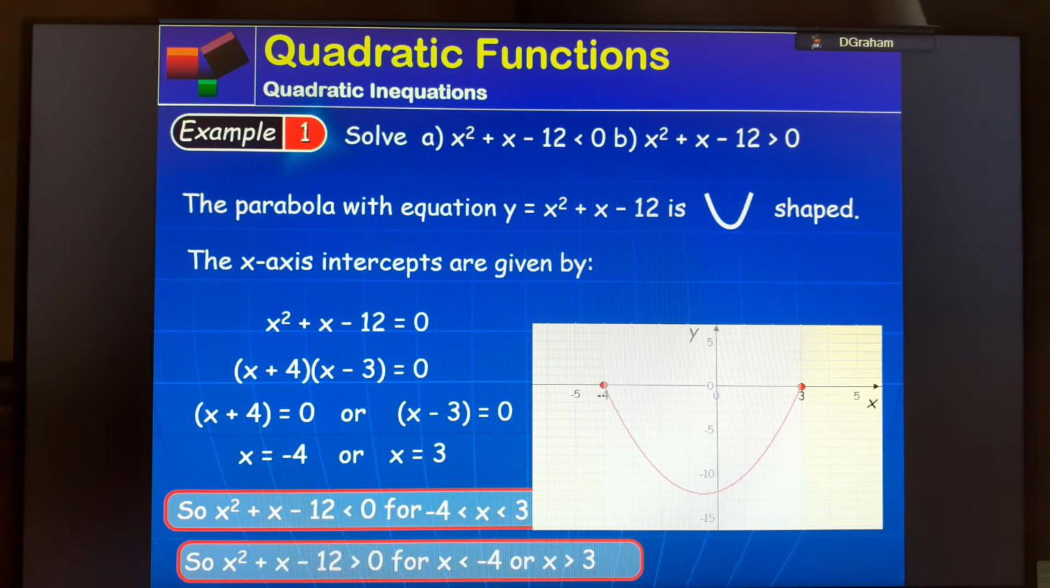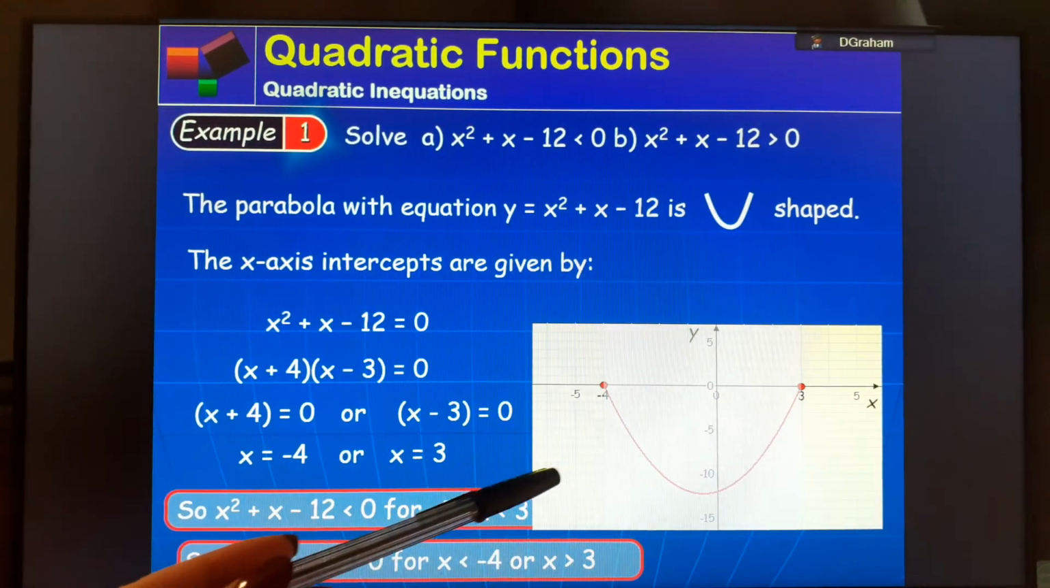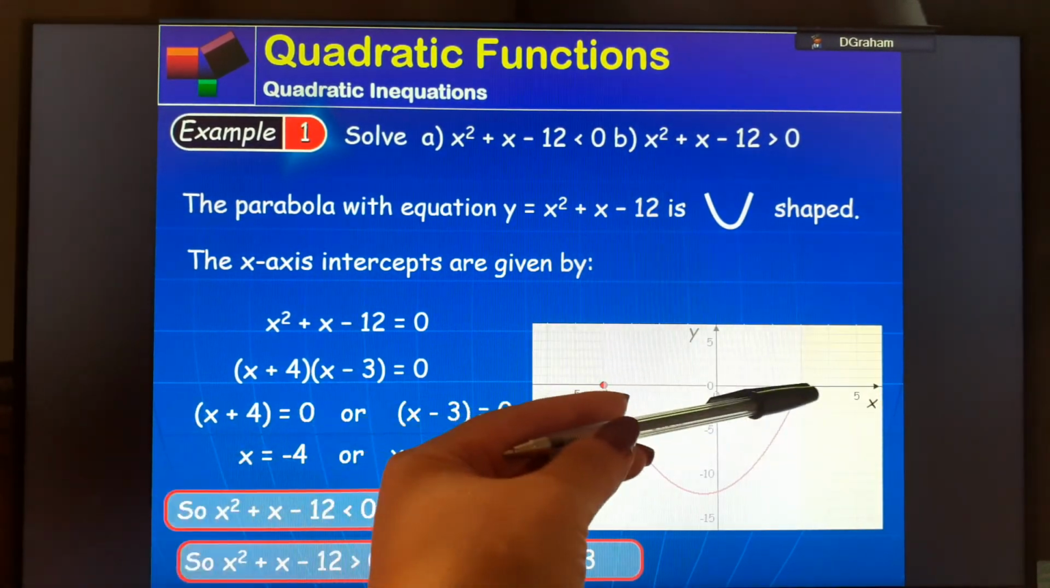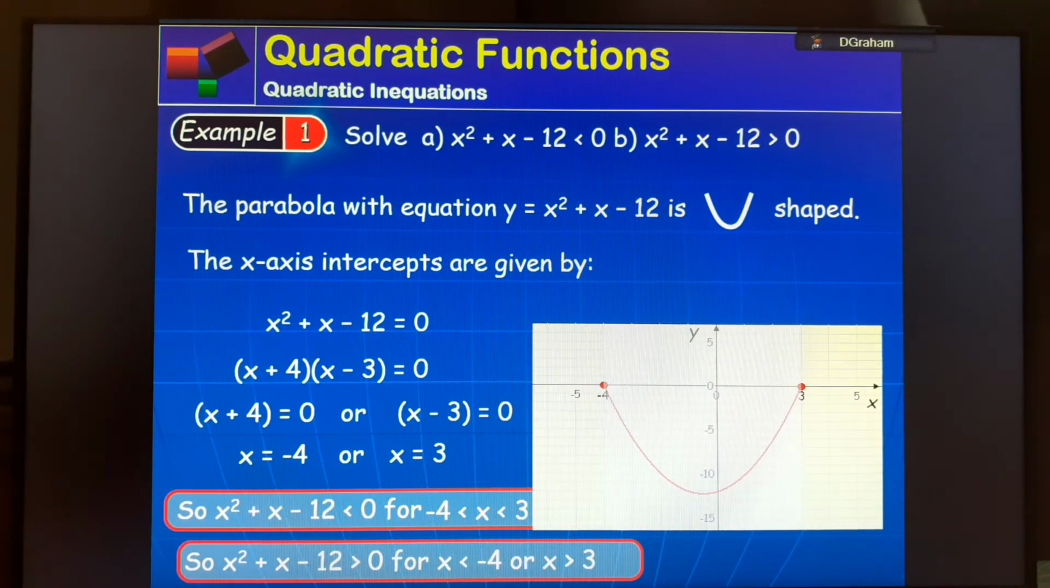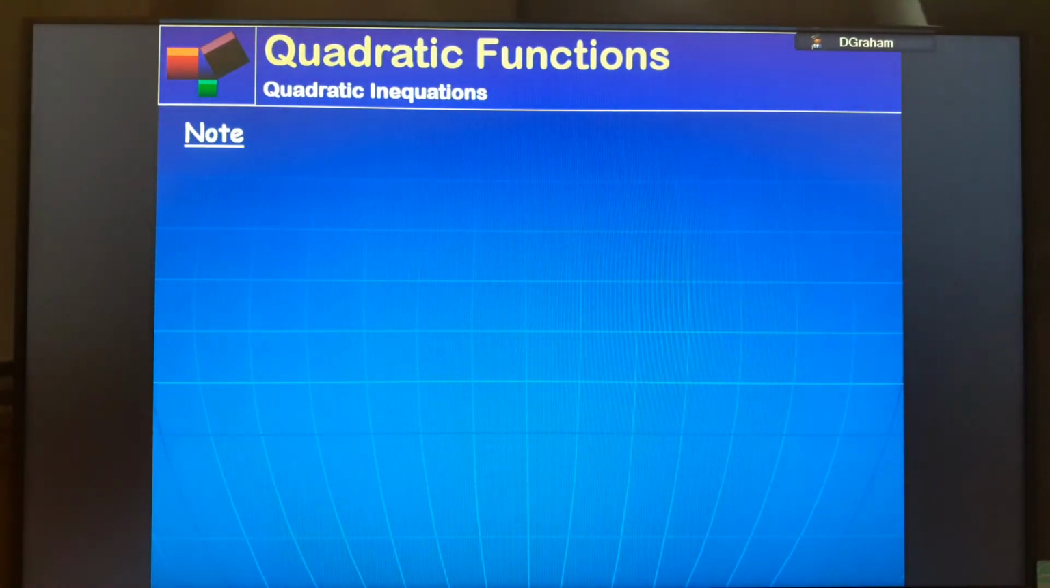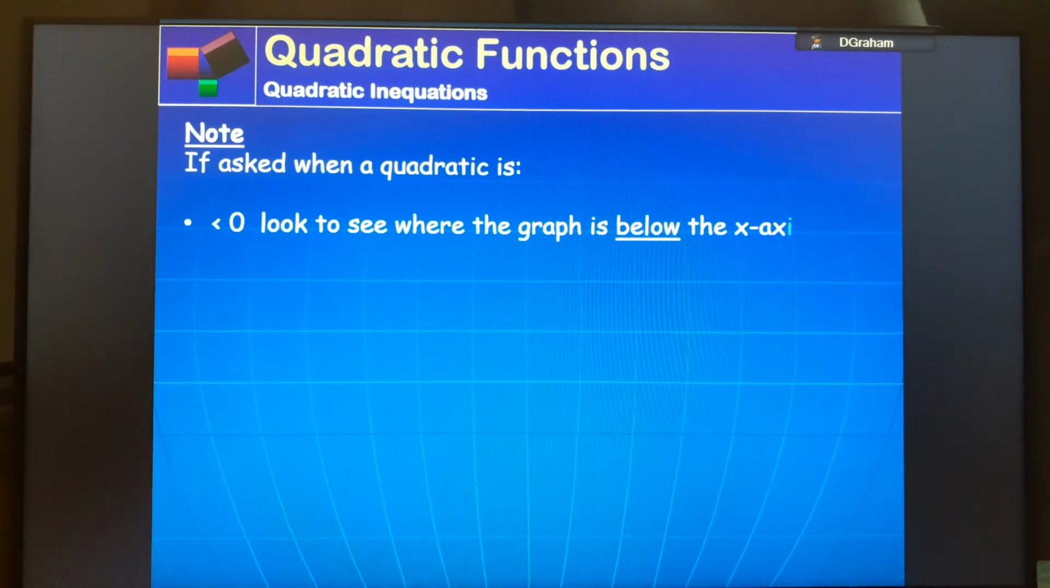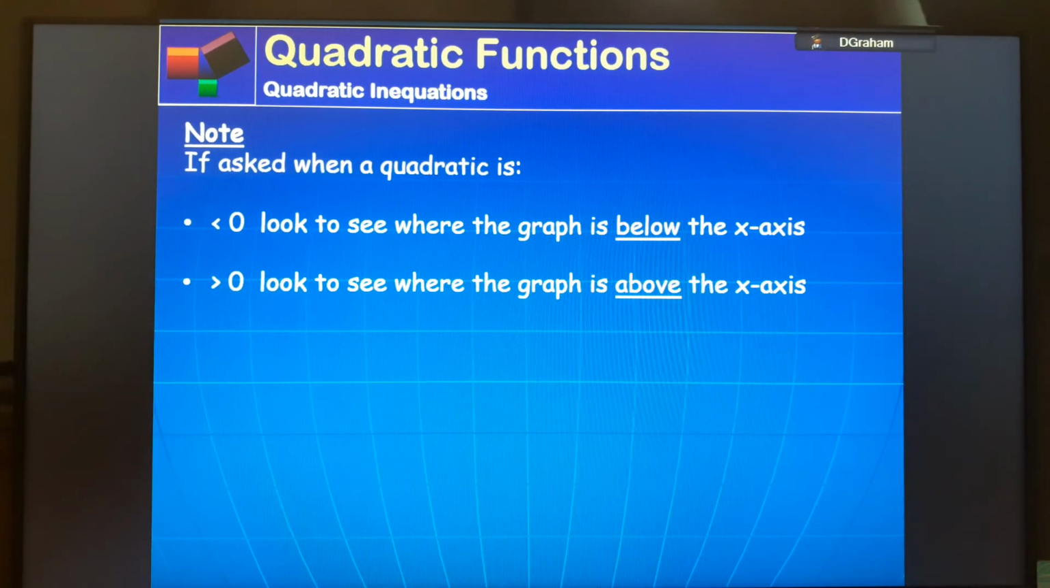Okay, so we must have a sketch with the shape of the graph, with the x-axis and the x-coordinates marked on it. And then we literally look to see whether it's above or below. If it's supposed to be greater than, it's above. If it's supposed to be less than 0, it is below. Okay, and that's just a little note to remind you of that. So if asked when a quadratic is less than 0, look to see where the graph is below the x-axis. If greater than 0, look to see where the graph is above the x-axis.